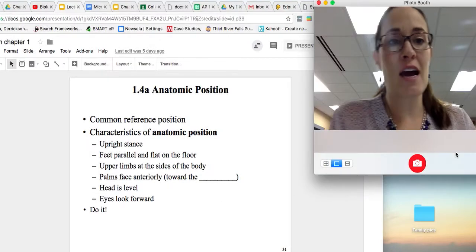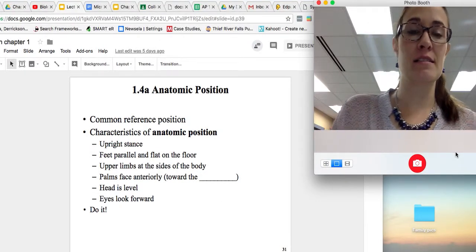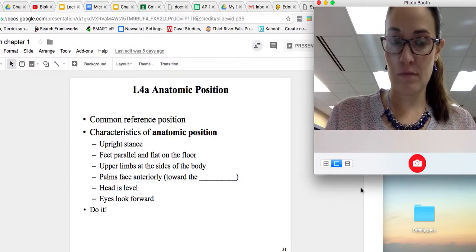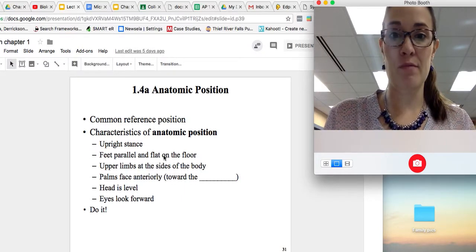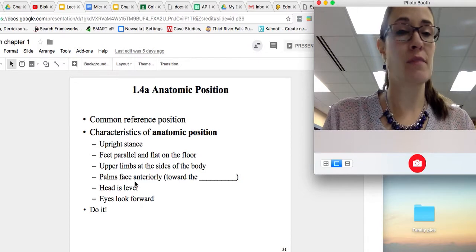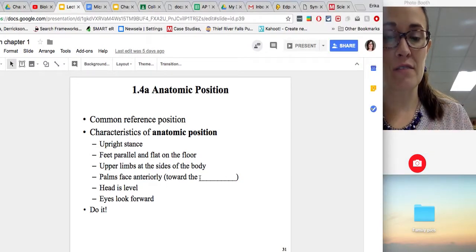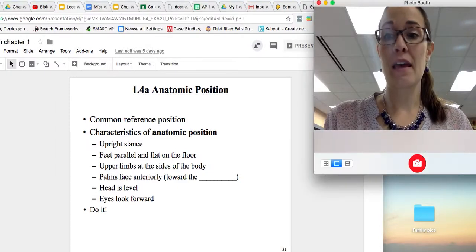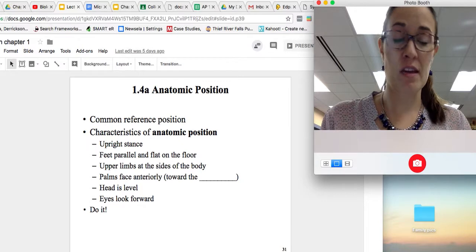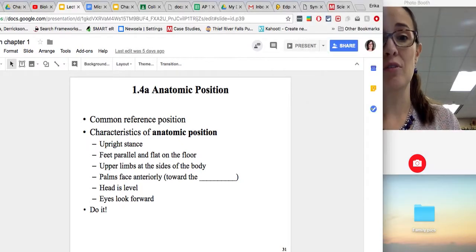So the correct anatomical position is standing upright, feet parallel, flat on the floor, upper limbs at the side, palms facing towards the front. And head is level, eyes are forward. And that is the reference point that is used to describe all this anatomical language.